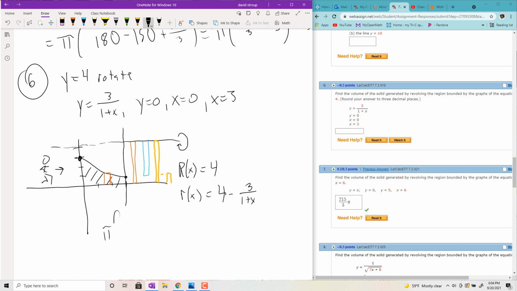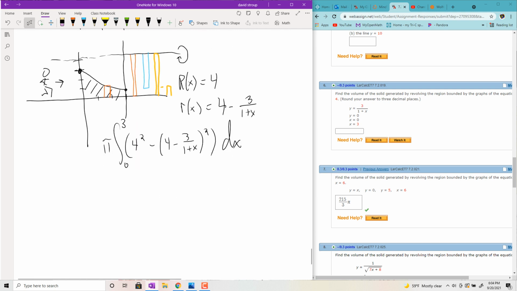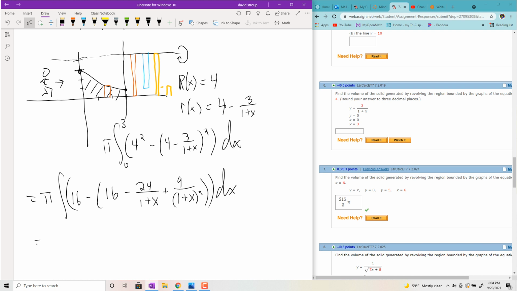Okay, so it's going to be a nasty one. So you got the integral from 0 to 3 of 4 squared minus the quantity 4 minus 3 all over 1 plus x, squared. So you'll practice doing some integrals. So we get pi times the integral of 16 minus, this will be 16 minus 12 over 1 plus x minus 12 over 1 plus x is 24 all over 1 plus x, and then plus 9 all over 1 plus x squared dx. And then that will simplify a little bit. The 16s will cancel, and you'll have 24 over 1 plus x minus 9 times 1 plus x to the negative 2 dx. That should be a minus. I see it, don't worry.